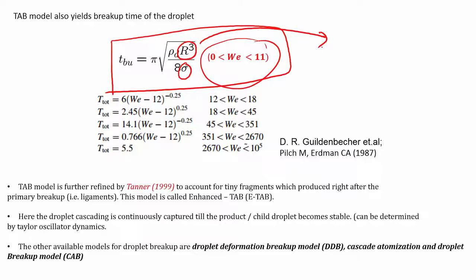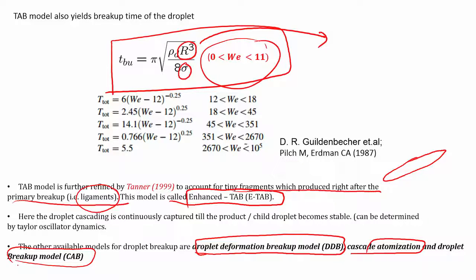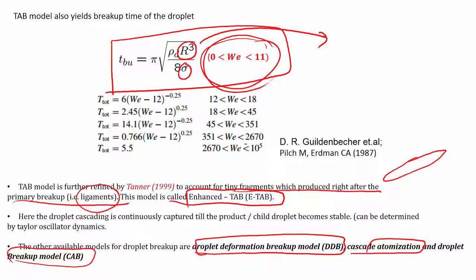Okay. The TAB model can be further refined to take into account the tiny fragments which are produced by ligament-like structures. Ligament structures are like this, so they are non-spherical. That model is called the enhanced TAB model or ETAB. And there are other breakup models also, like the droplet deformation breakup model DDB, and the cascade atomization and droplet breakup model or CAB. But these models are all for a low Weber number kind of spectrum.